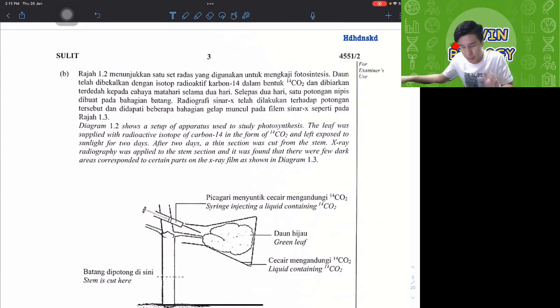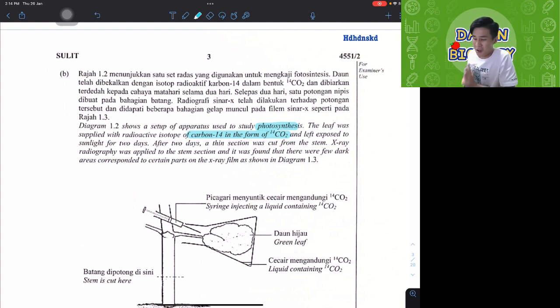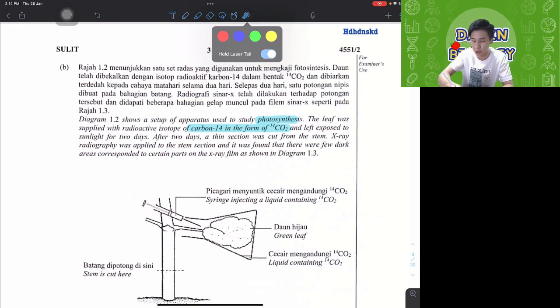Okay, next, B. Figure 1.2 shows a setup apparatus used in the study of photosynthesis. The leaf was supplied with radioactive isotope carbon-14 in the form of CO2. A bit of physics over here, but nothing to do with physics really. We know that plants in photosynthesis need carbon dioxide. However, this carbon dioxide has carbon consisting of carbon-14. Once the plant absorbs this carbon dioxide with carbon-14, it is exposed to sunlight for 2 days.